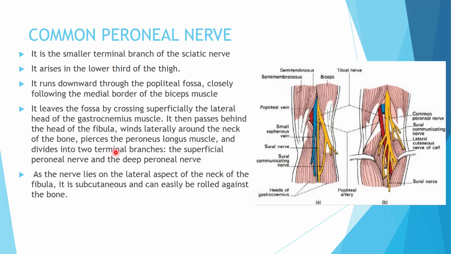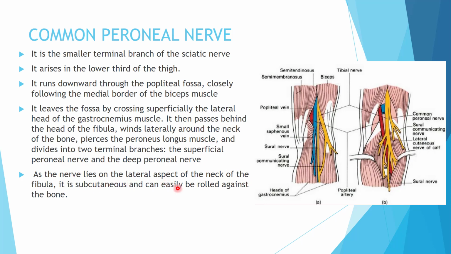Okay, and it divides into two terminal branches. One is superficial peroneal nerve and one is deep peroneal nerve. This information is very, very important. It will be asked in your exam. Okay, what is the route? It leaves the fossa by crossing superficially the lateral head of the gastrocnemius muscle. It passes behind the head of fibula. It winds around the neck of fibula. It pierces the peroneus longus muscle, which is the muscle of the lateral compartment of leg, and it divides into two terminal branches. One is superficial peroneal nerve, which is the nerve of the lateral compartment of leg, and one is deep peroneal nerve, which is the nerve of the anterior compartment of leg.